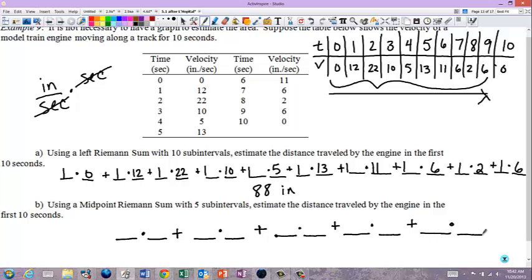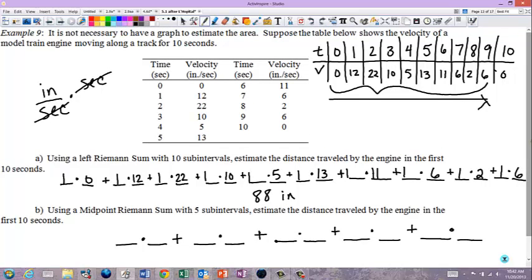Length times width, length times width, length times width. If I have 5, and I'm going from 0 to 10, that means I'm going to go 1, 2, 3, 4, 5. Does that make sense? You're not here to respond to me. So we're going to assume it makes sense. If not, grab me and I'll come show you. Because I'm going to have 5 rectangles, and I'm going to use the midpoints. The midpoint is the number dead between. This one: 12, 10, 13, 6, and 6.